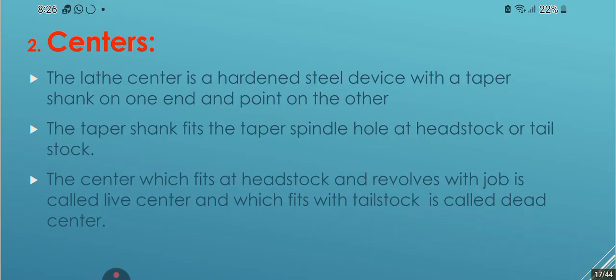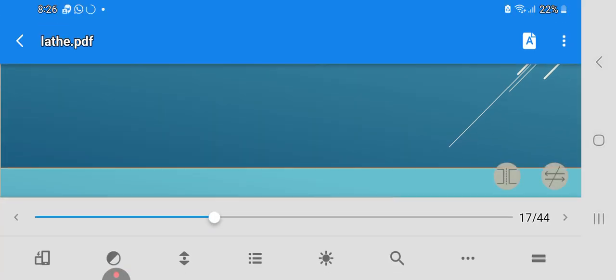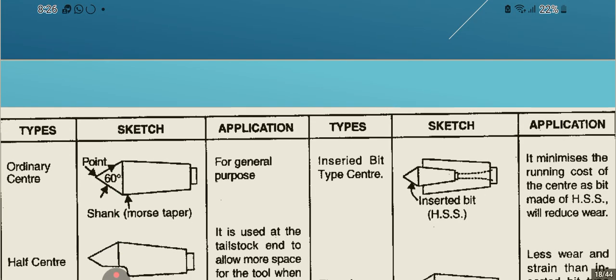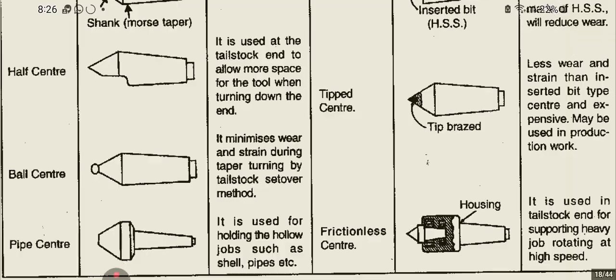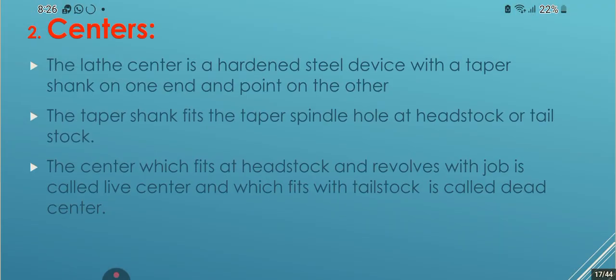The taper shank fits the taper spindle hole at the headstock or tailstock. The center which fits at the headstock and revolves with the job is called live center, and the one which fits in the tailstock is called dead center. Ball center, pipe center, housing.